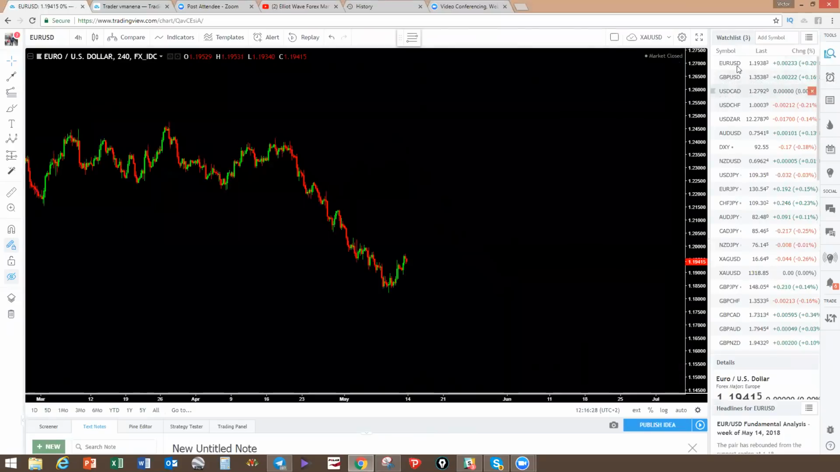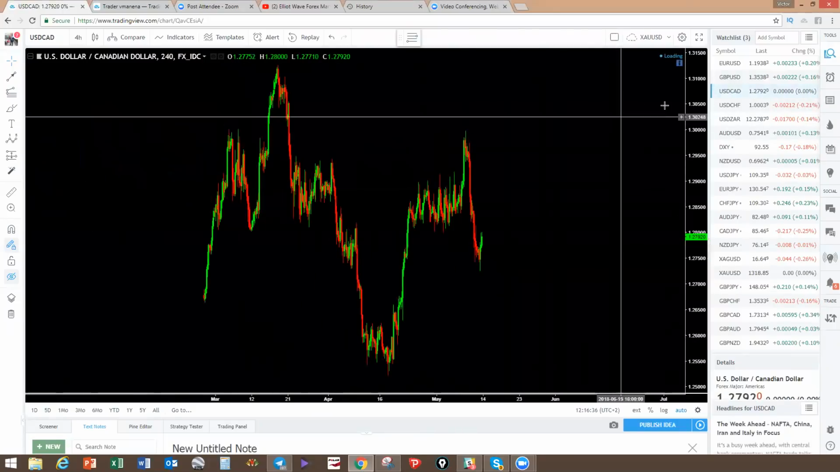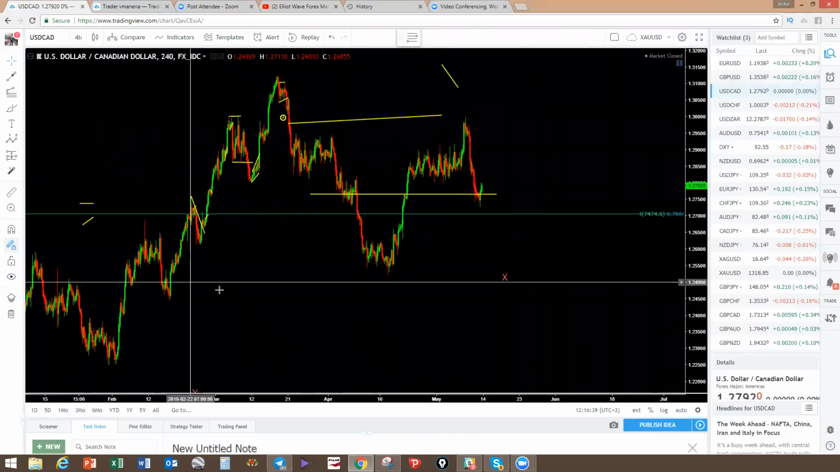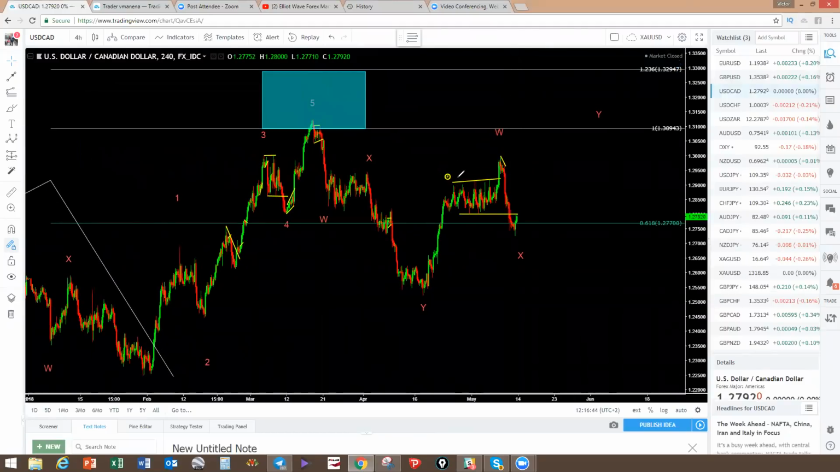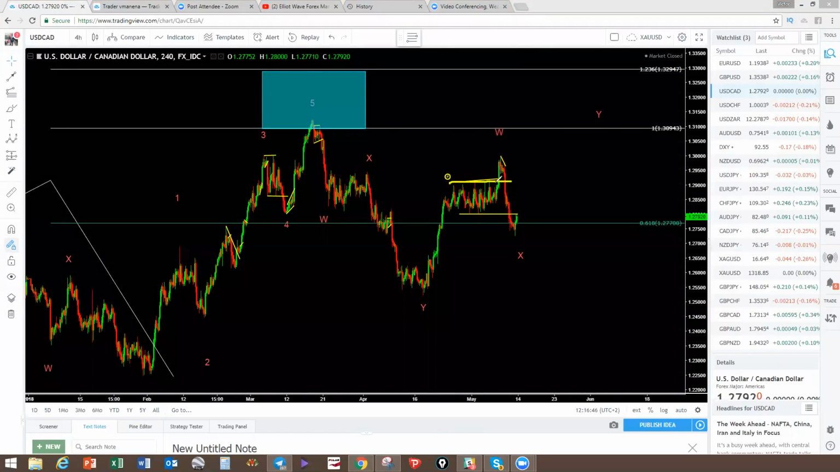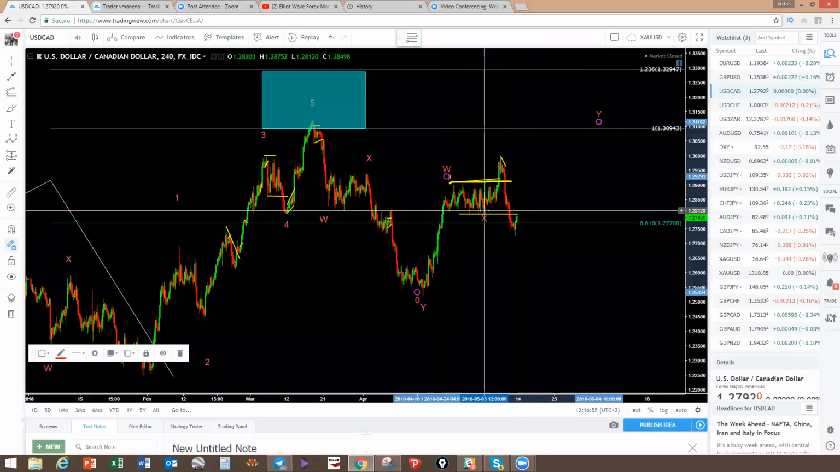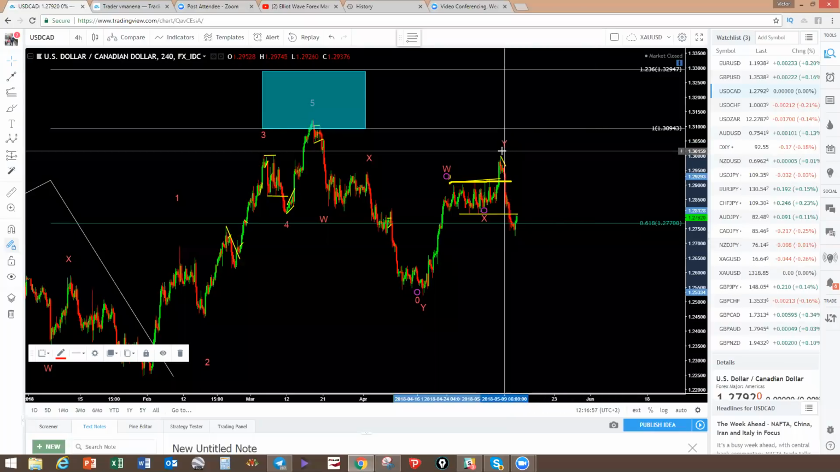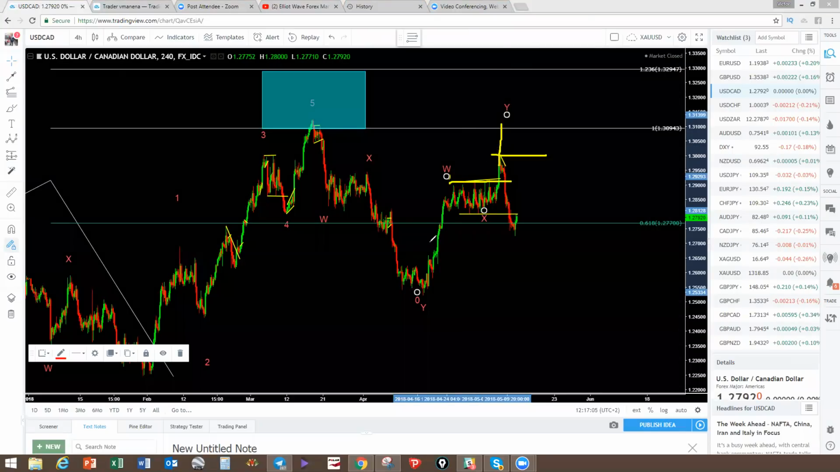US dollar CAD. US dollar CAD, put up the labelings there. So last week, USDCAD, there was this move that we were looking for. On the break of this, it only moved about 80 pips before it reversed. So what are we looking at? This is what we had, and this is how you adjust your count every single time when it plays out. We were looking for this to give us a Y here, to come and break here. It only went halfway.